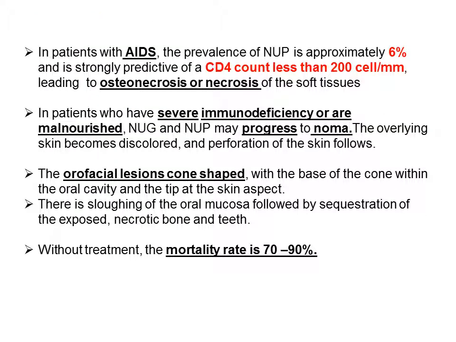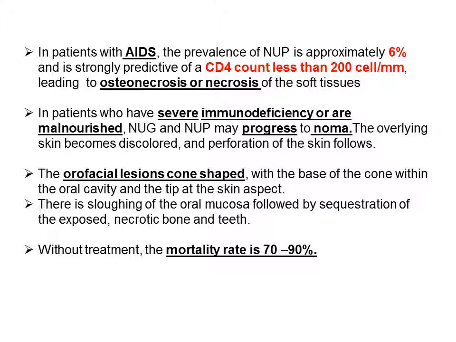In patients with AIDS, the prevalence of necrotizing ulcerative periodontitis is 66%, and it is strongly predictive of a CD4 count of less than 200 cells per cubic millimeter, leading to osteonecrosis or necrosis of the soft tissue. In patients who have severe immunodeficiency or are malnourished, this condition progresses to noma. The overlying skin becomes discolored, and perforation will occur later on.